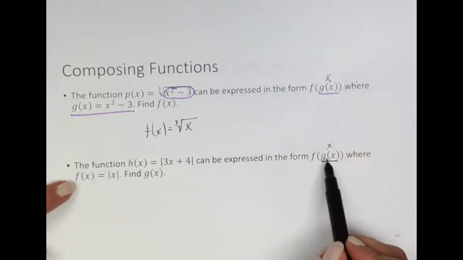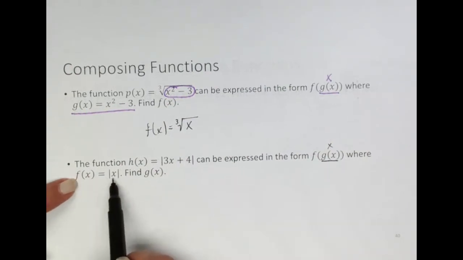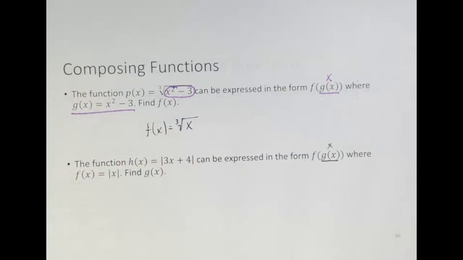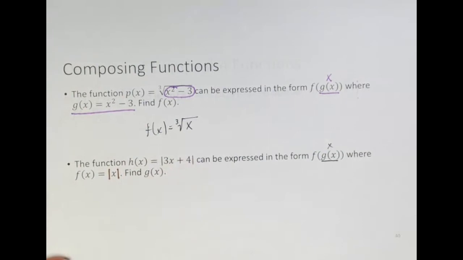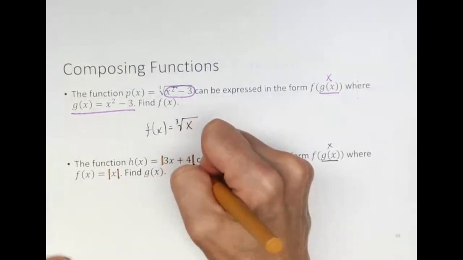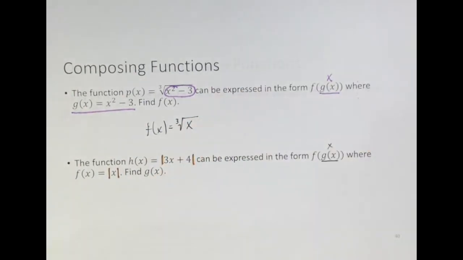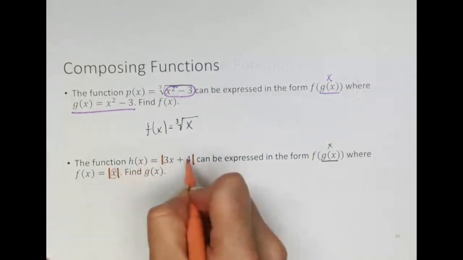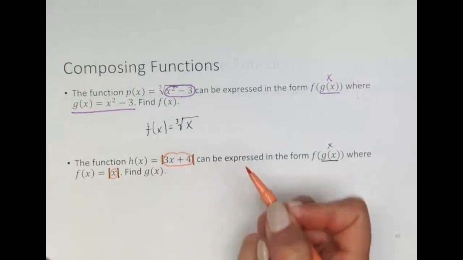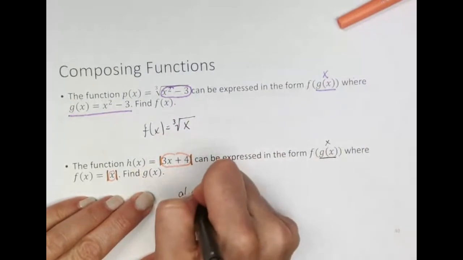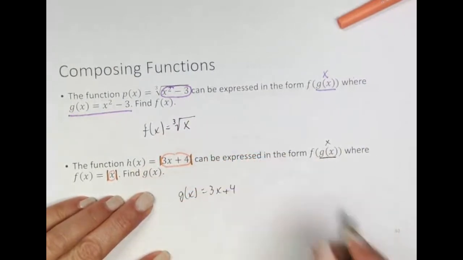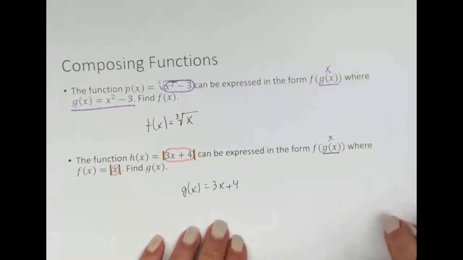Here they're saying, find the inside function if the outside function is simply the absolute value of x, right? So the outside function is just the absolute value of x. What does the inside function have to be? Well, the inside function would have to be what the x is. It would be this guy right here, 3x plus 4. So we could say that g of x, the inside function, is 3x plus 4. Okay.